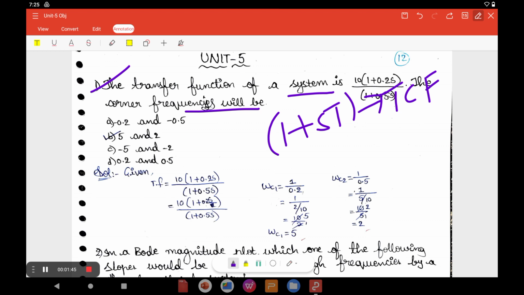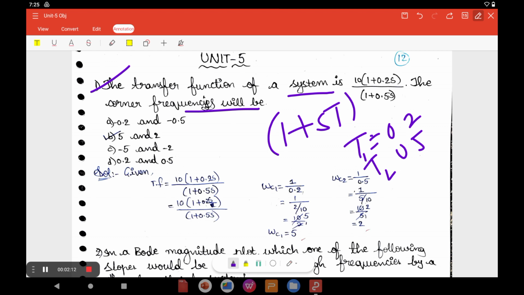Suppose, based on this, if you are comparing this equation in 1+st format, what is the variation here? So what are the T values? Generally one value is equal to 0.2 and the second value is equal to 0.5. So these are T1 and T2, right? If you know the T1 and T2 values, obviously you can calculate omega c1 and omega c2. Therefore omega is equal to 1 by T, right?